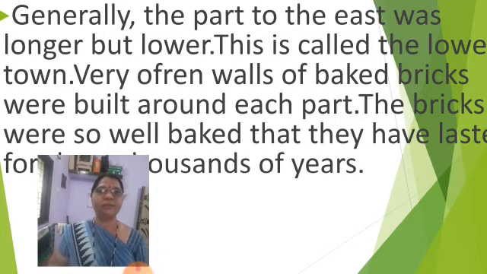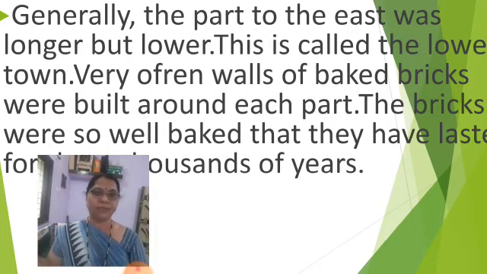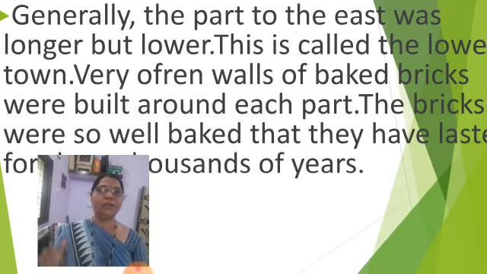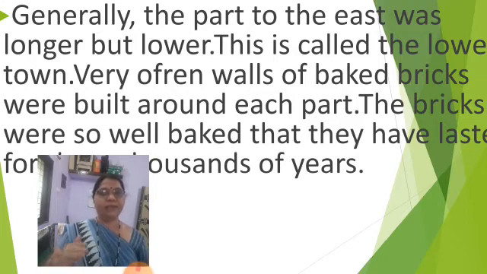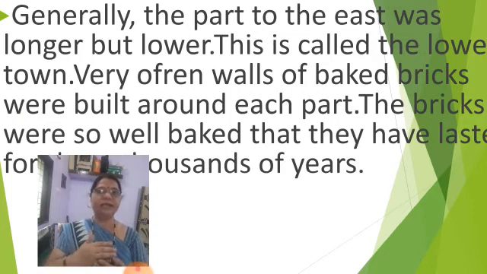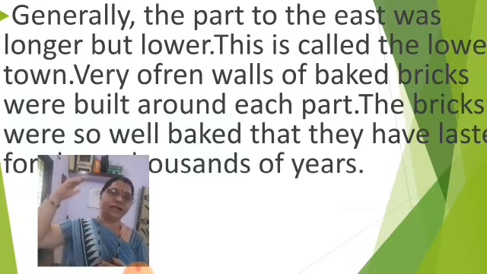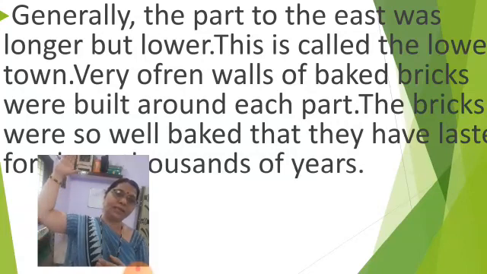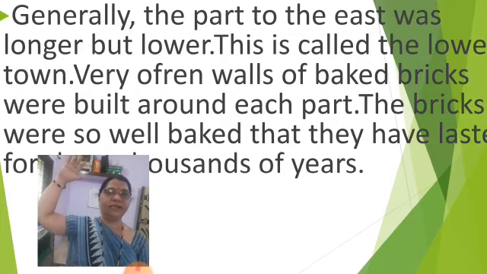Generally, the part to the east was longer. Now the west part is the citadel, as I told you. The east part was longer but lower. As usual, they were making houses there, and this was called the lower town, where the town was situated. Whenever enemies were attacking such towns, at that time they were taking shelter in the higher places where the castle was, and in that castle they were taking shelter.